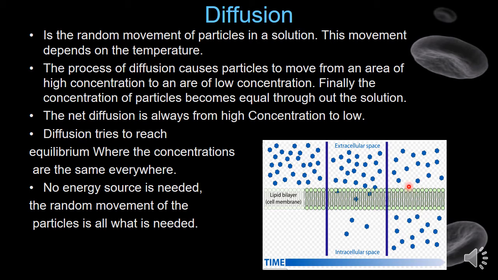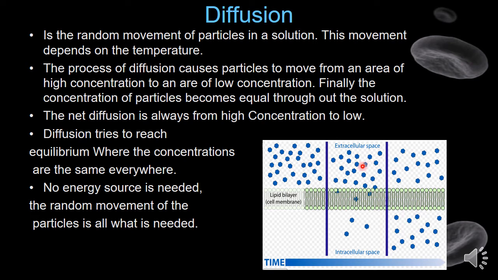By the way, in this status of equal concentration, there is still diffusion of substances from here to there and back, but the net movement from here to here and from here to here is zero. In other words, the concentration will be the same on both sides of the cell membrane.